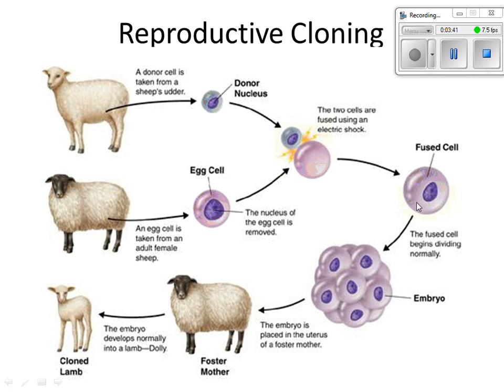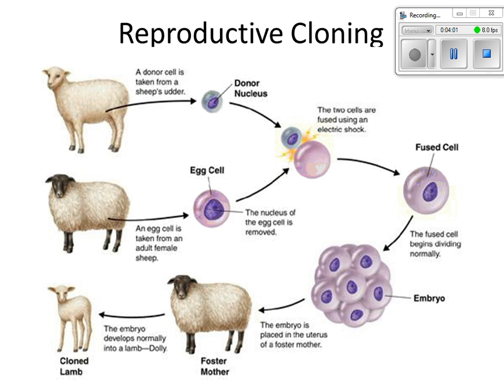which is exactly what we want. That egg cell starts dividing and turns into an embryo, and we put that clump of cells back into the uterus of a foster mother, give it some hormones, and eventually it gives birth to a cloned lamb. This lamb is a clone of the donor cell taken from that original sheep, that nucleus. So that is how reproductive cloning goes.